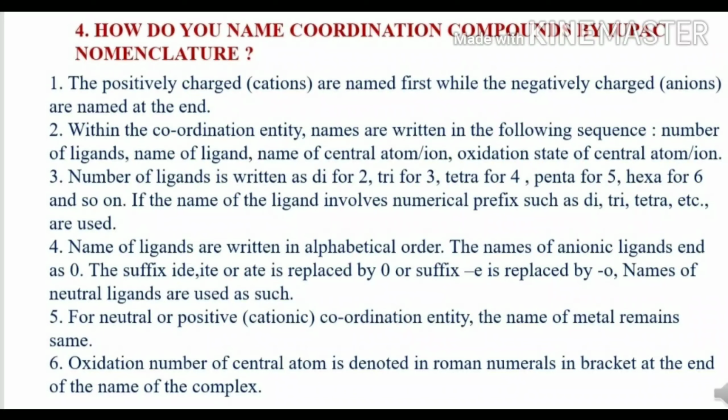The next point is that the names of ligands are written in alphabetical order. The names of anionic ligands end in o. The suffix ide, ite or ate is replaced by o, or the suffix e is replaced by o. Names of neutral ligands are used as such. For a neutral or positive, that is cationic, coordination entity, the name of the metal remains the same. The oxidation number of the central atom is denoted in Roman numerals in brackets at the end of the name of the complex. In the next slide we will see some examples of how to name complexes by IUPAC nomenclature.